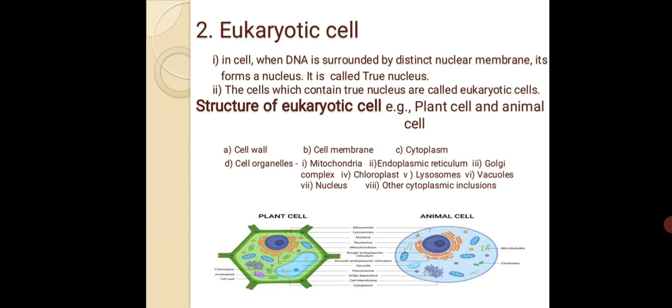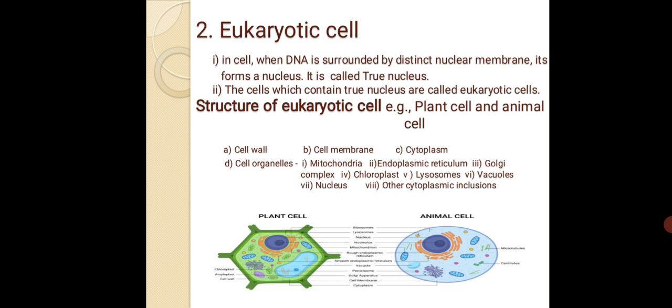In both cells, there are some parts. The parts names are cell wall, cell membrane, cytoplasm, cell organelles like mitochondria, endoplasmic reticulum, Golgi complex, chloroplast, lysosomes, vacuoles, nucleus, and other cytoplasmic inclusions. These two cells, plant cells and animal cells, are eukaryotic cells.